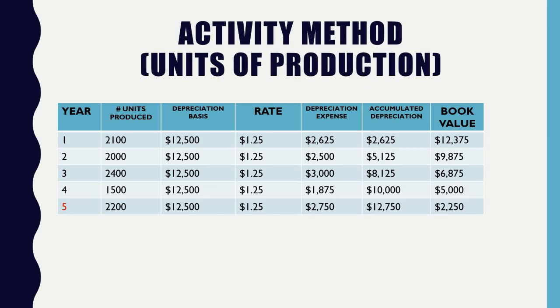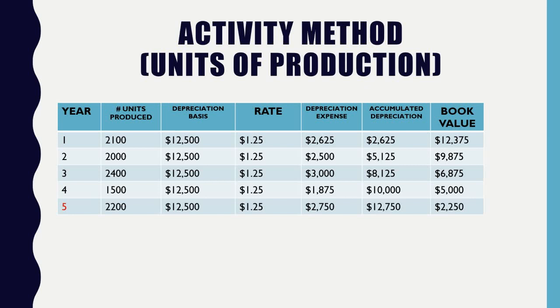Now, in this case, when I've calculated it, here's a few things. My depreciation basis is definitely increased, and my book value has also decreased to 2,250. So that's what my book value holds as of the 5th year.